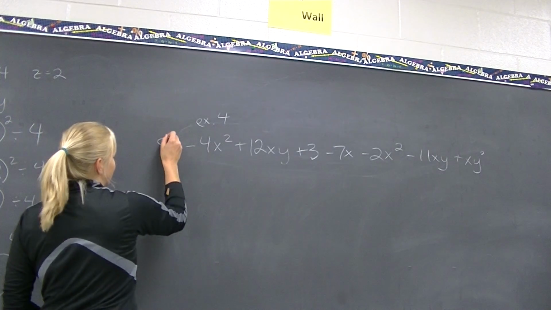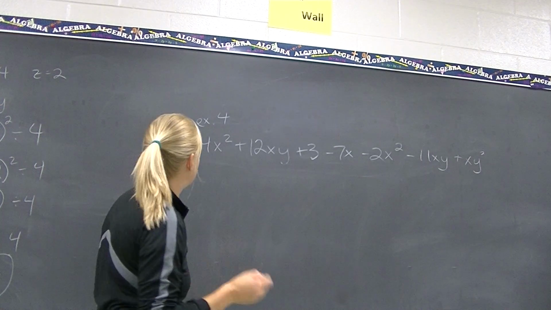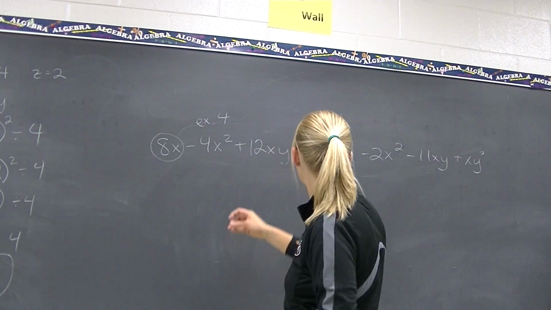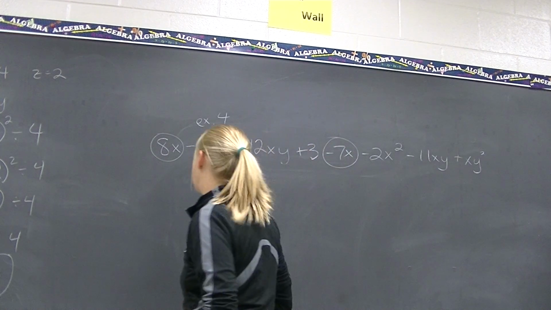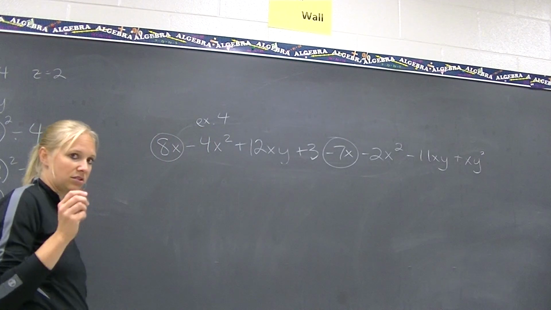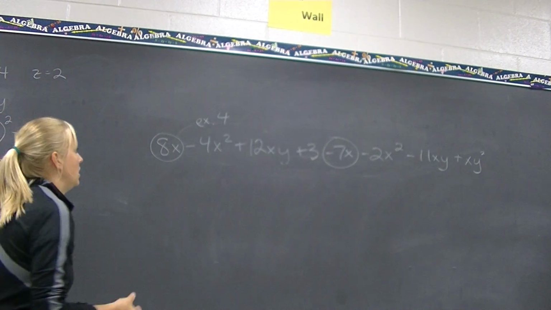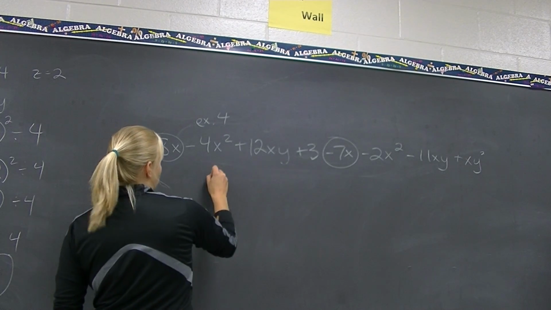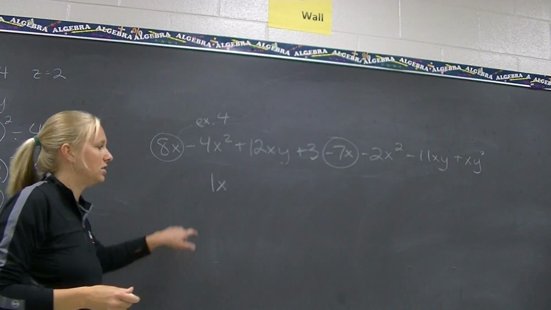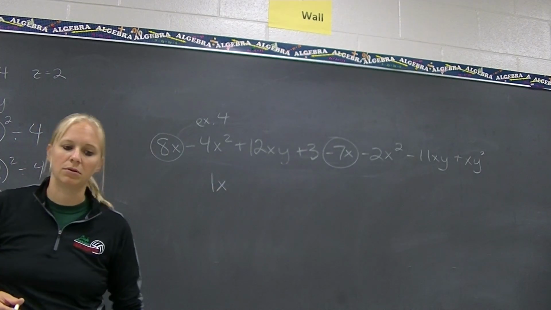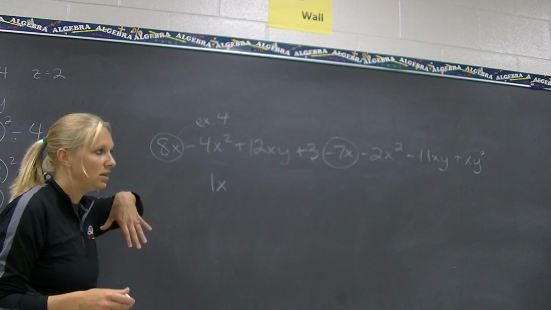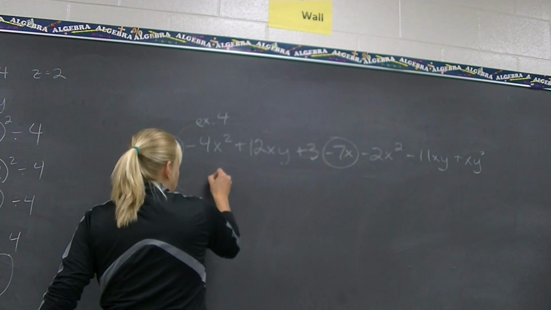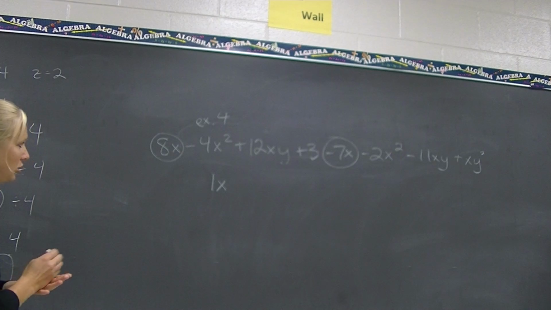So in this case, let's look at 8x. Its like term has to be another term with just an x. So looking through, we have -7x. So 8x and -7x are like terms, so we can combine them. 8x plus -7x or 8x minus 7x is 1x. We know 1 is the coefficient here, the number in front of the variable. We don't have to write the 1 coefficient in this case, so you can just put x. I'm going to leave 1x here, but you don't need it.